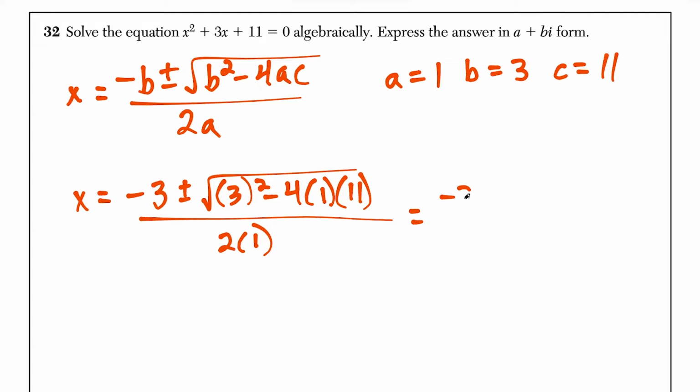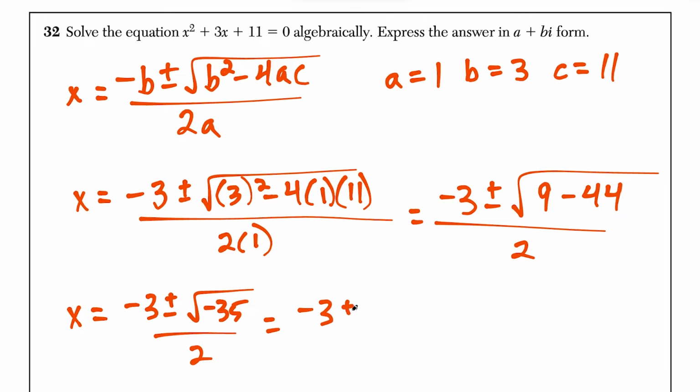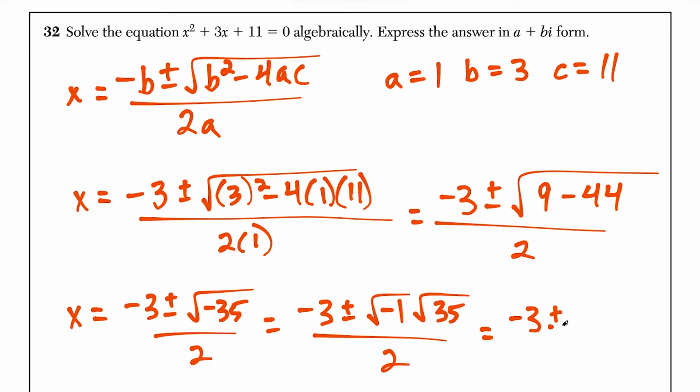So here, now we have negative 3 plus or minus, and we have the square root of, we have 9 minus 44 all over 2. So we simplify a little bit more, and we have negative 3 plus or minus, and this is going to give us the square root of negative 35 all over 2. And now we could use properties of radicals. I'm going to rewrite this radical as the square root of negative 1 times the square root of 35 all over 2. And now we should know that the square root of negative 1 is I. So we have I times the square root of 35, and we are all over 2.